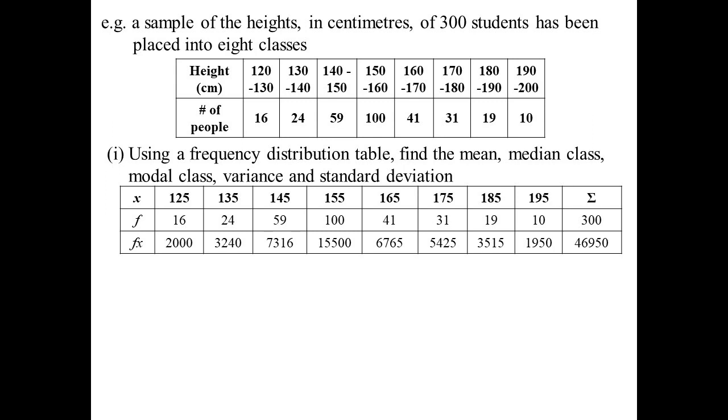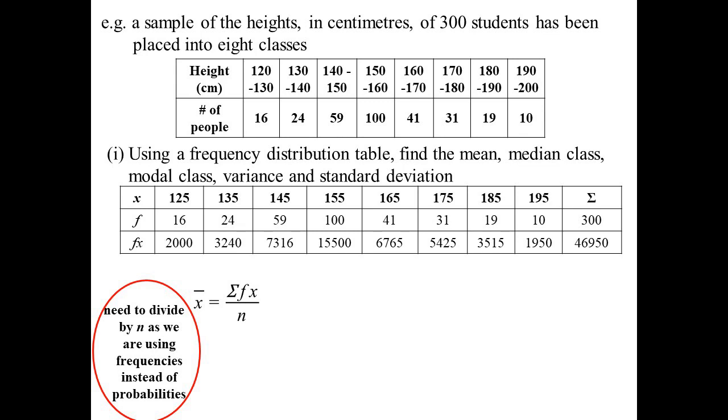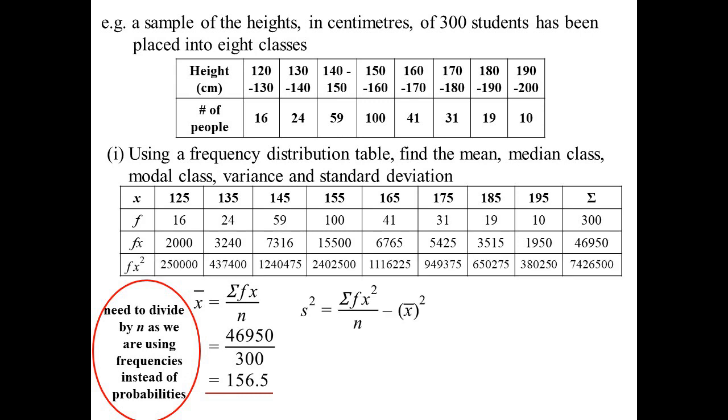Let's work out the mean. Well, it'll be the sum of fx divided by the number of scores. Remember, we need to divide by n because last year we put probabilities in here. But here I'm using frequencies instead of probabilities, so I need to divide by n to get the same answer. And we end up with 156.5.